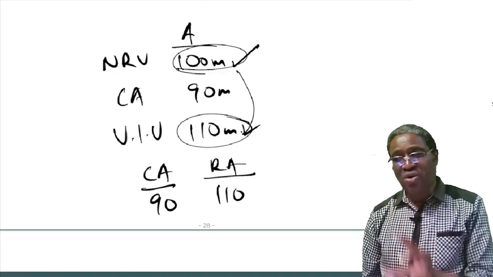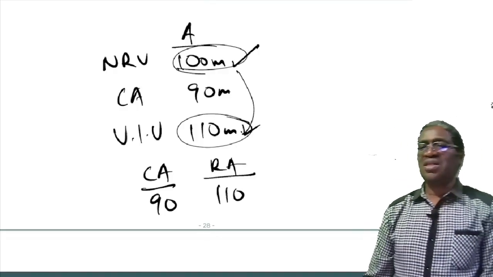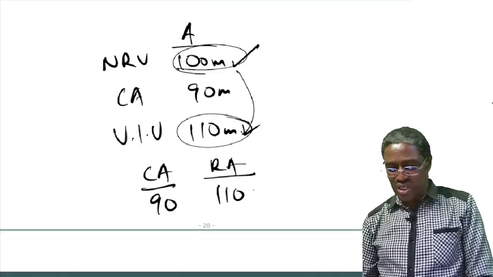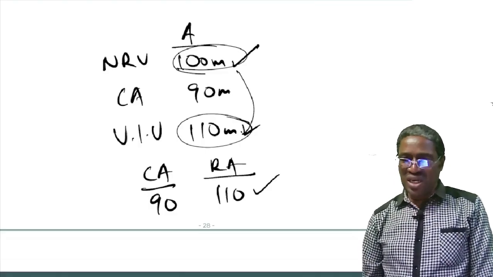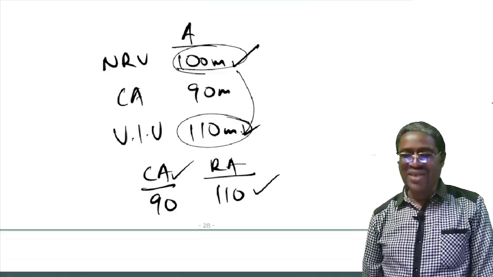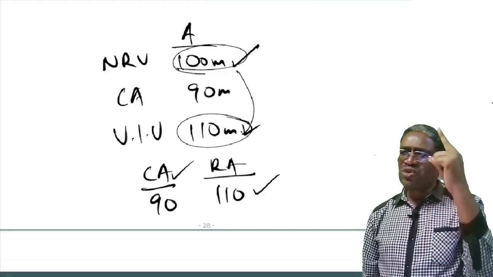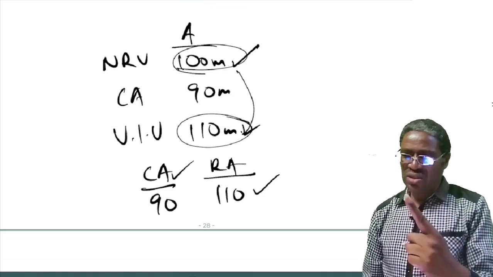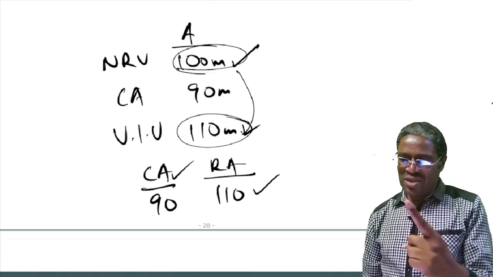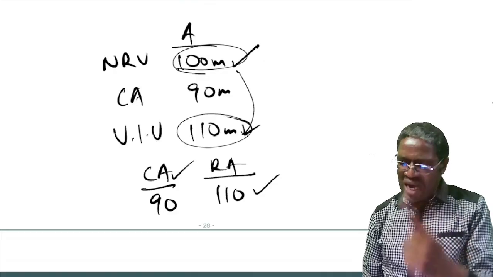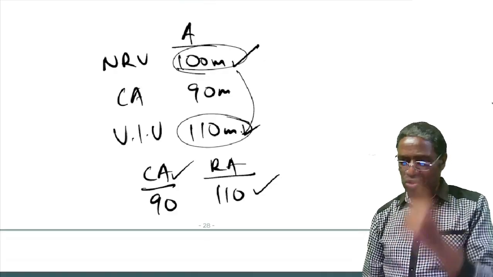So from here already I can see that the recoverable amount of the asset is 110. Our carrying amount is given, which was 90. Then once I get those two amounts, I have to look for the condition. We have already said, how do you know whether an asset has suffered an impairment loss or not?